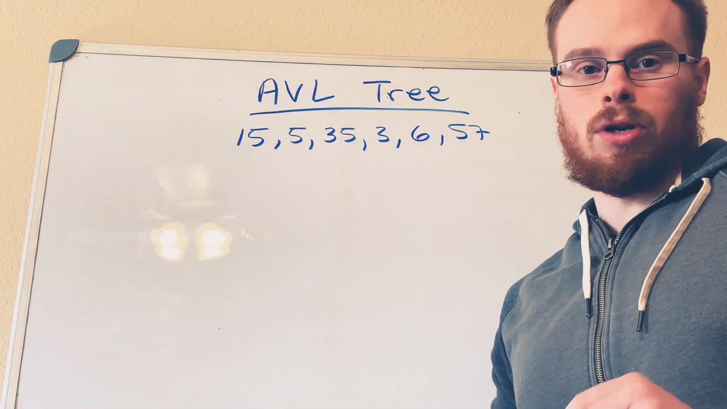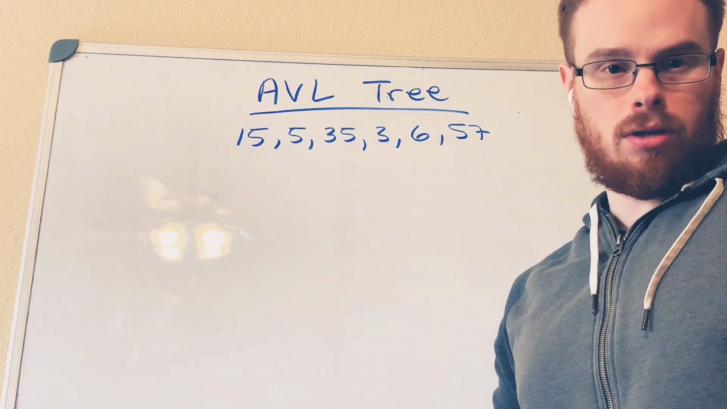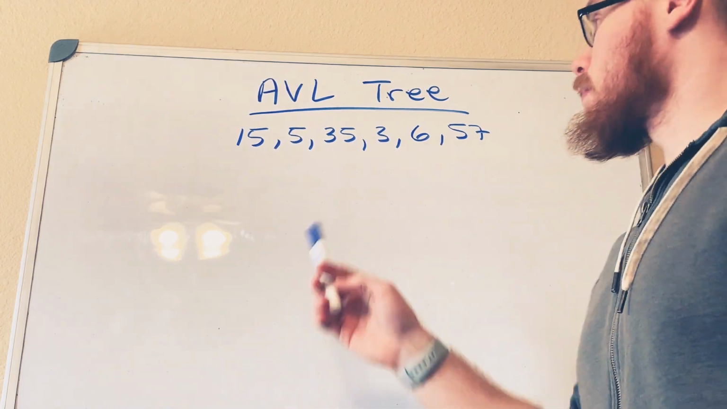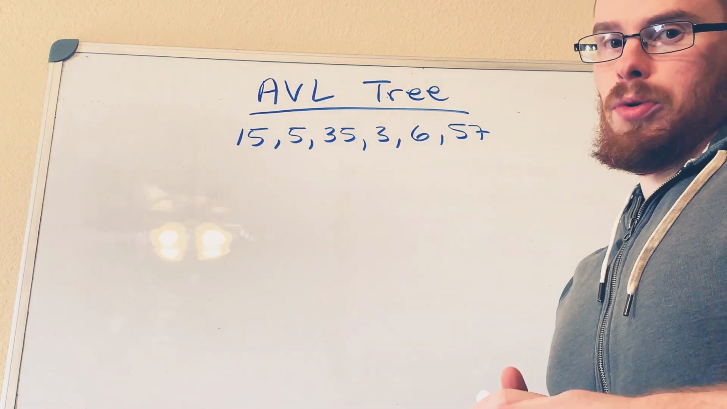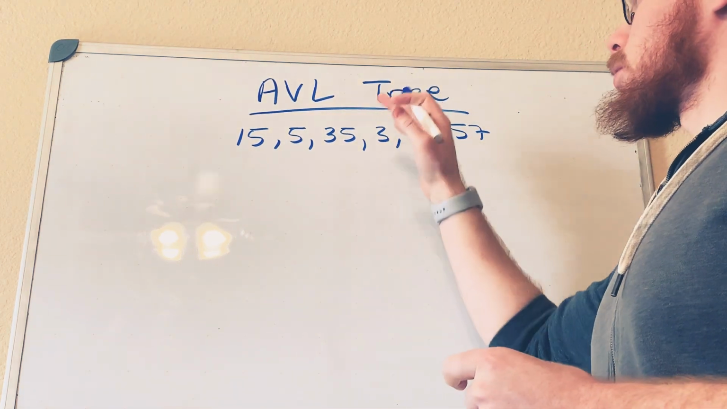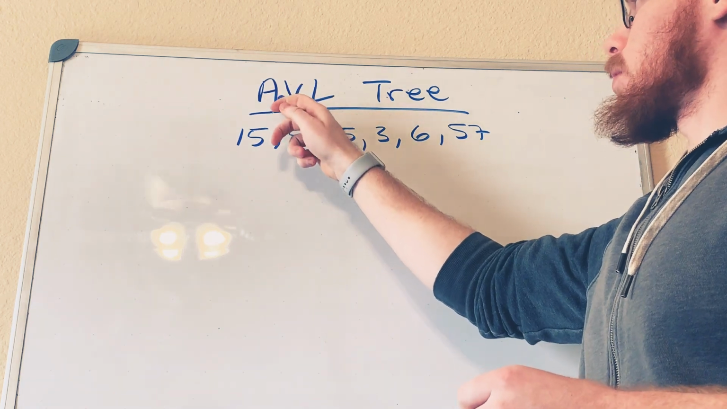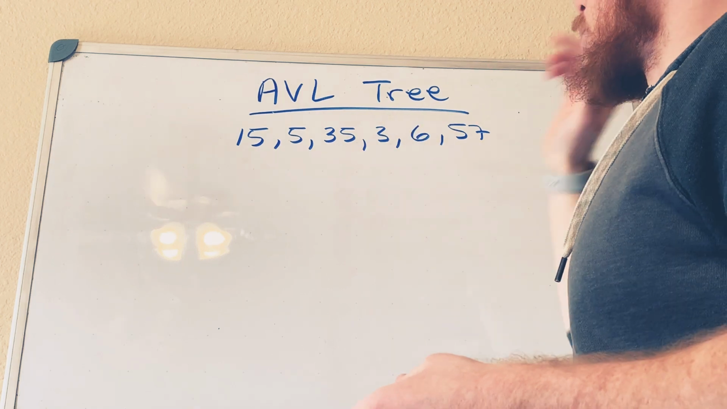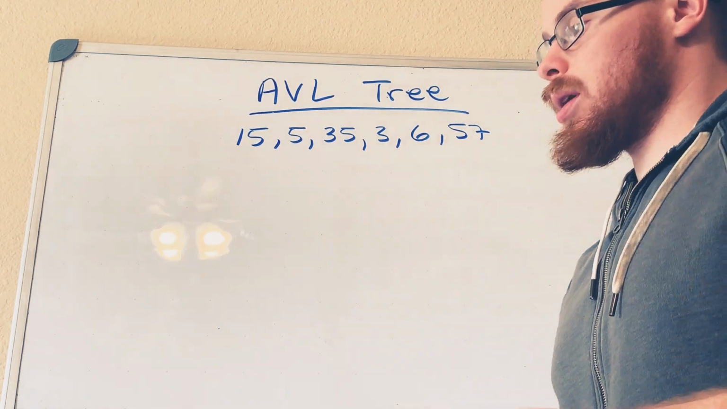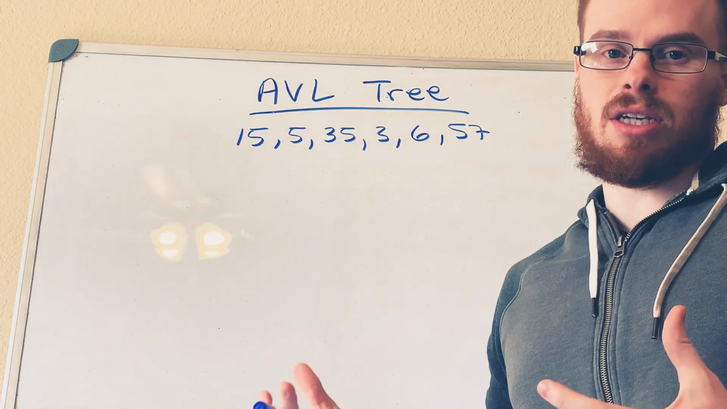Hey guys, so we're gonna go over the AVL tree. I'm assuming that you guys already know binary search trees, so just moving on from that, going on to the AVL tree. AVL stands for the three inventors. I do not remember their names off the top of my head, but they created a tree that basically balances itself.